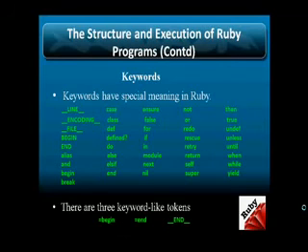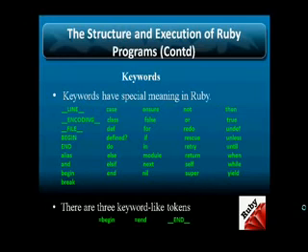Keywords. The following keywords have special meaning in Ruby and are treated specially by the Ruby parser. In addition to those keywords, there are three keyword-like tokens that are treated specially by the Ruby parser when they appear at the beginning of a line. They are =begin, =end, and __END__.